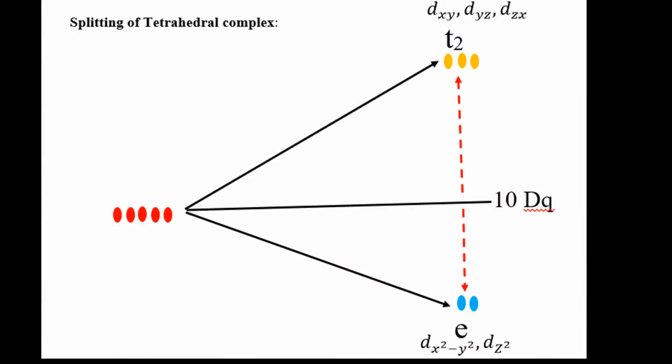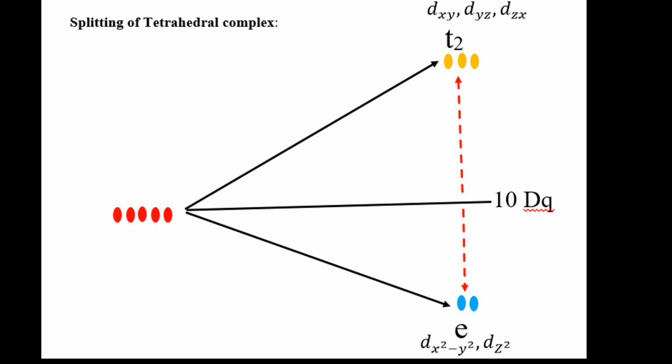Till now, we saw the electronic configuration of octahedral complexes. If we see tetrahedral complexes, then we can get these types of configurations. Here, the five d orbitals split into E set and T2 set. There is no g in tetrahedral complexes, only E and T2. The E set will be dx square minus y square and dz square, and T2 is dxy, dyz, dzx, and this is the whole opposite of octahedral complexes.